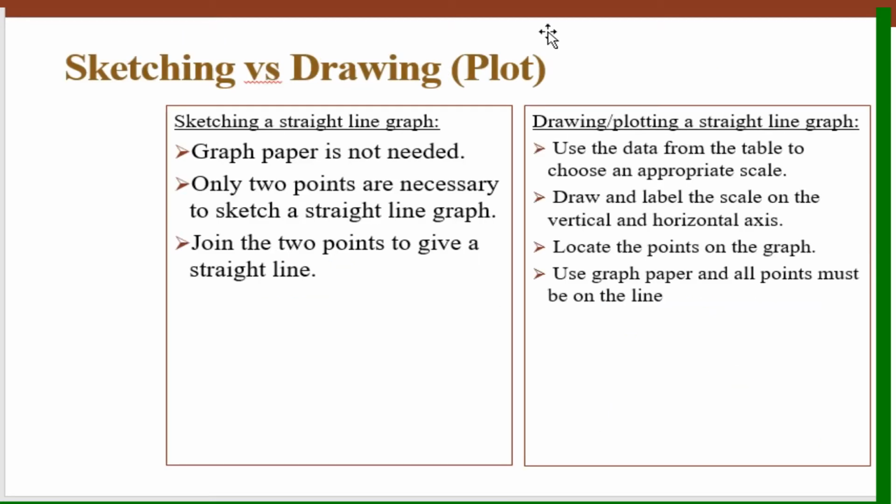All right. So let's look at the difference between sketching and drawing or plotting. When you're sketching a graph, you don't need graph paper, meaning they do not give you graph grids. You just need 2 points, draw the straight line and join the 2 points. For plotting, it has to have a scale. They will give you the graph grids, the graph lines. You must draw and label everything. Same goes for sketching. You have to label everything, all right? But whereas for drawing, it must be accurate.